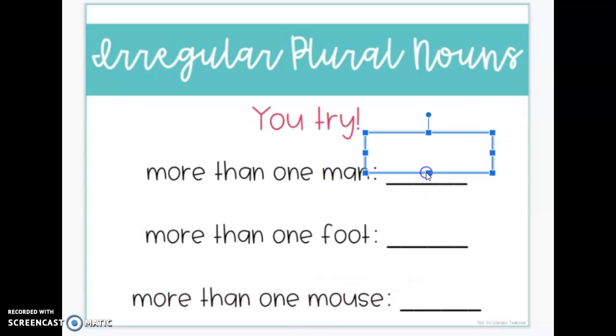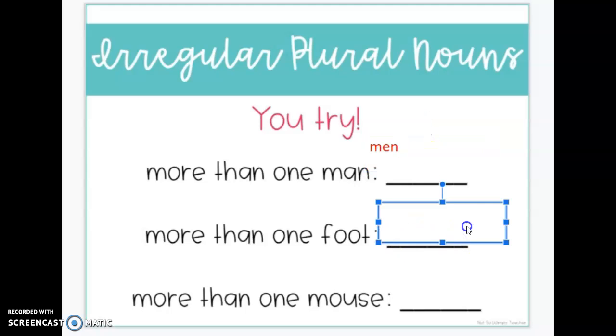So let's take a look at trying here. You try it and then I'll type it. So more than one man. What do you normally say for more than one man? That's right, men. We're changing our vowel here. What about foot? Hopefully all of you have more than one foot. If you don't, that's okay. But what do you say when you're trying to put your shoes on your, yes, feet? Foot turns to feet. You have 2 feet.